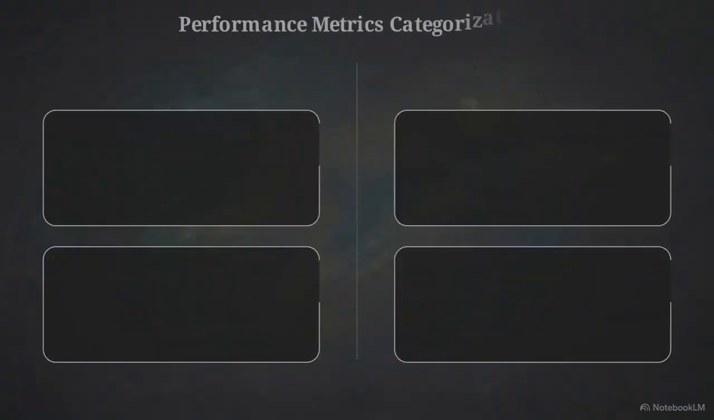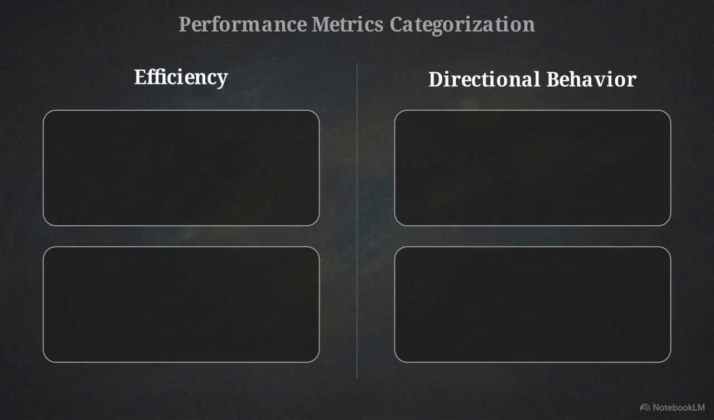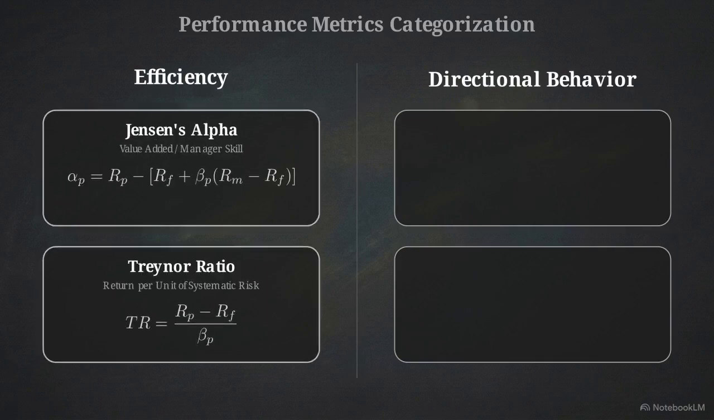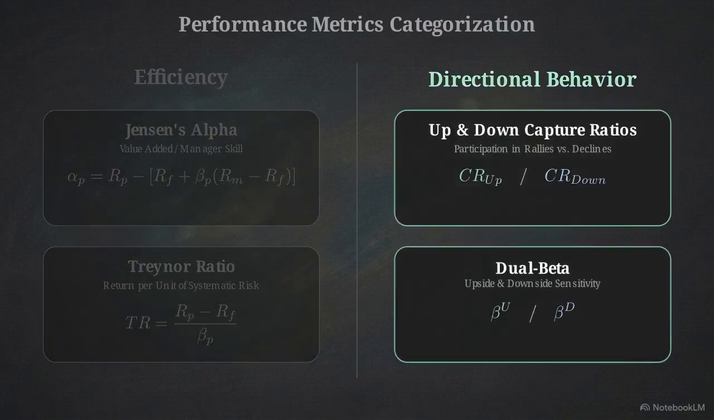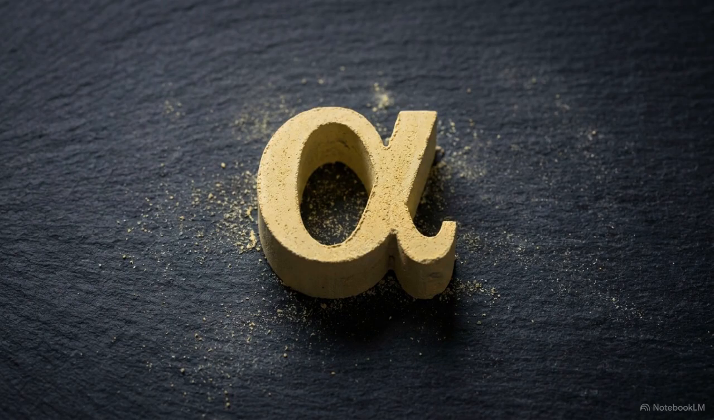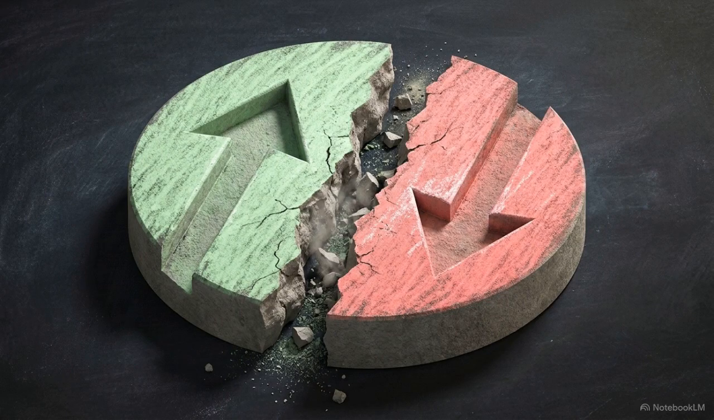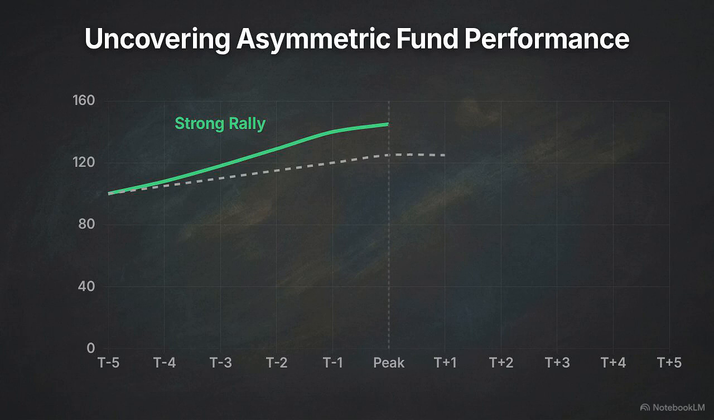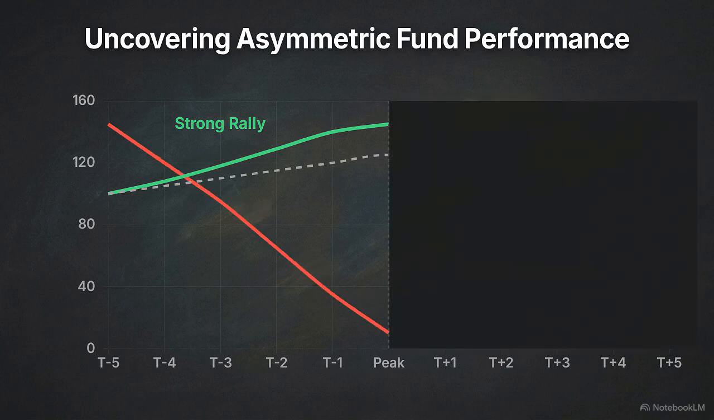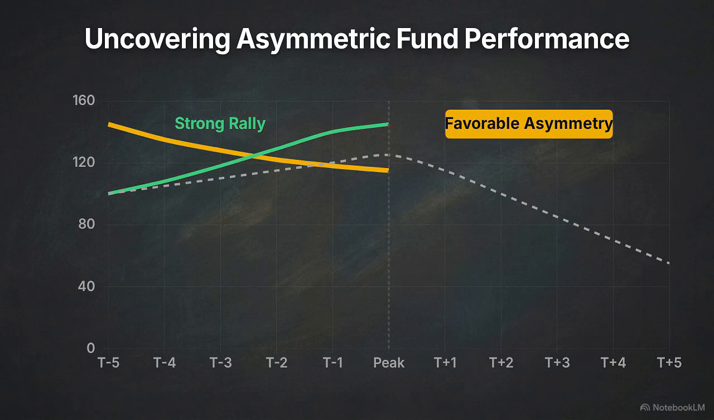This dashboard illustrates how portfolio managers organize performance metrics. Metrics like Jensen's alpha and the Treynor ratio measure efficiency, while capture ratios and dual beta map directional behavior. Jensen's alpha serves a highly specific function. It relies on regression analysis to generate a single, risk-adjusted number that proves whether a manager added value beyond basic CAPM expectations. Capture ratios and dual beta serve a contrasting purpose. They split performance by market direction, revealing a fund's asymmetric behavior without letting a strong rally mask a terrible drawdown.